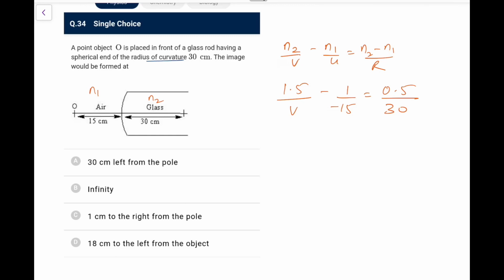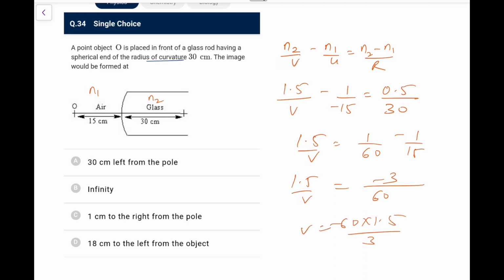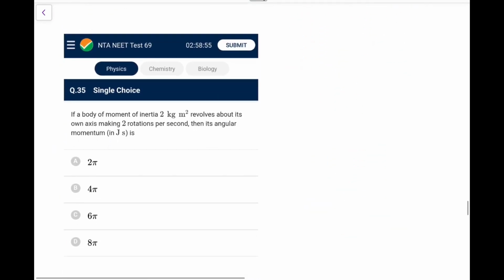Okay, the radius is plus 30. So 1.5 by v would be 1 by 60, I can write, and this would be minus 1 by 15, it would be 60, it would be minus 3 in simplifying. So v comes out as 60 into 1.5 upon 3 with negative sign, so this is 20 into 1.5, that is minus 30. So 30 centimeter left from the pole, so go for option A here. They should have given the data of n, but okay, we can assume for glass.